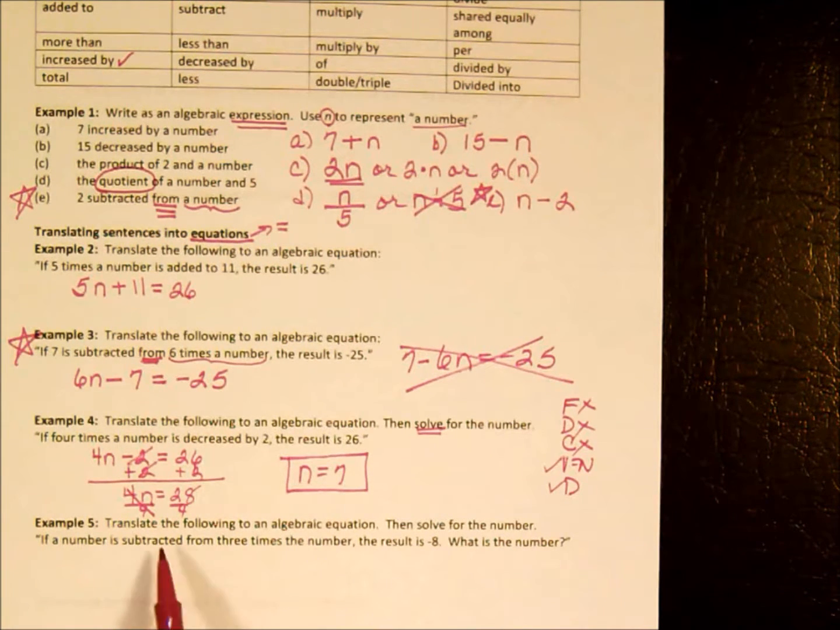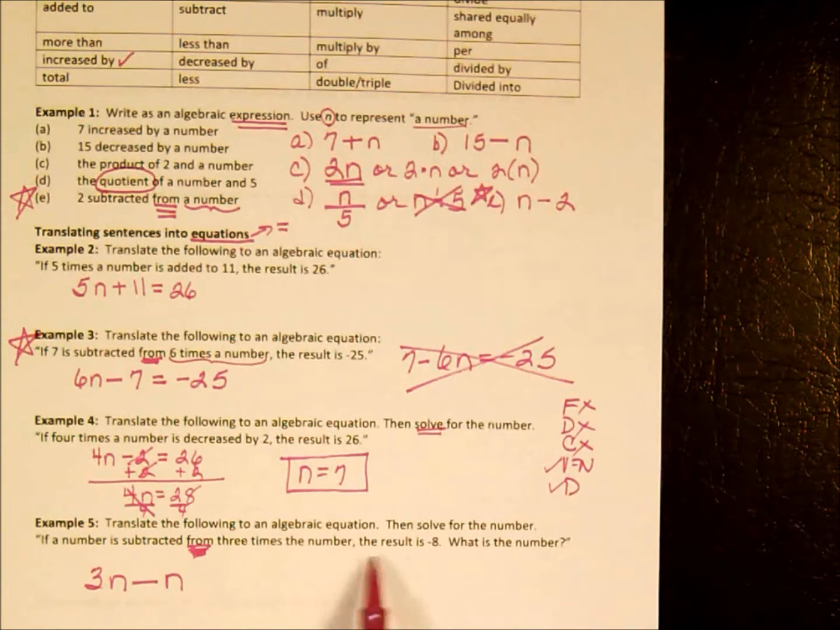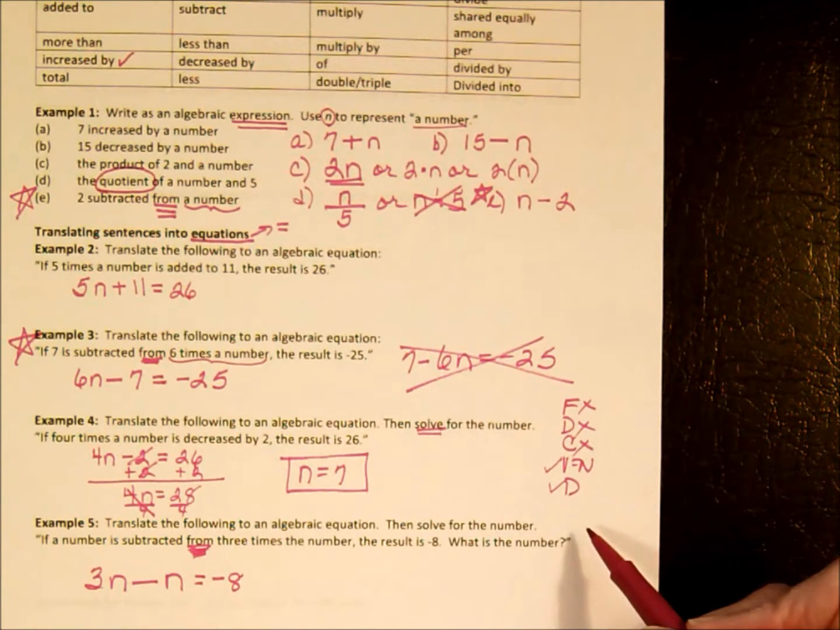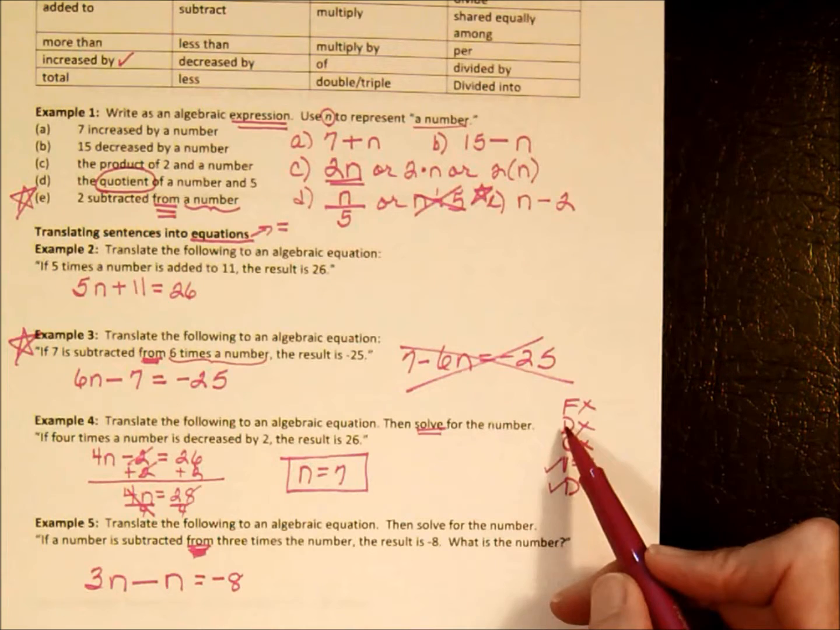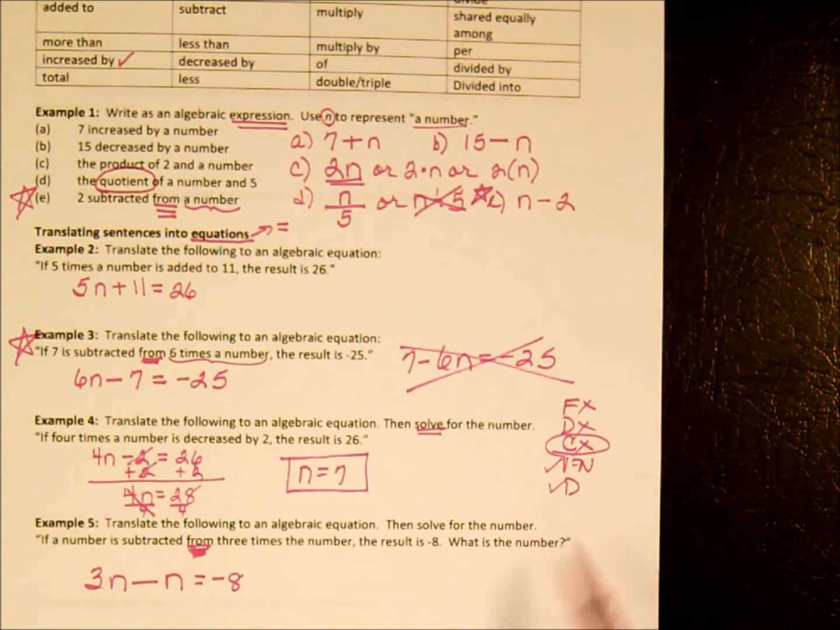Same thing with number 5. If a number is subtracted from 3 times the number, so 3 times the number, and then we subtract the number. So that one's kind of different. Really have to read carefully. The result is -8. So using our steps again, there's no fractions, no distributive property, but there are like terms to combine on this side where it says a number is subtracted from 3 times the number. That makes 2n. 3n minus 1n equals -8.